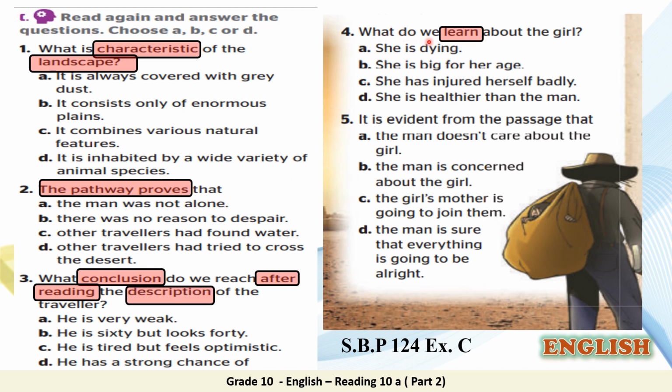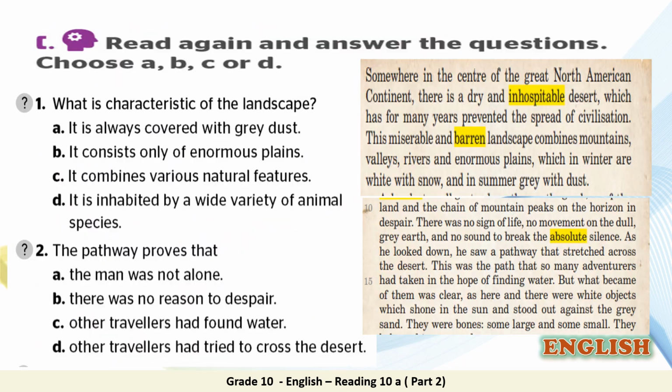Question 4. What do we learn about the girl? So what do we learn? And the girl. Finally, it is evident from the passage that. What's evident from the passage? Please pause the video for a while. Try to think of the correct answers. And now let's answer together.